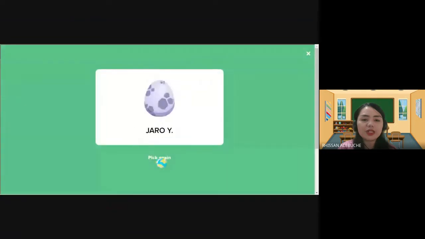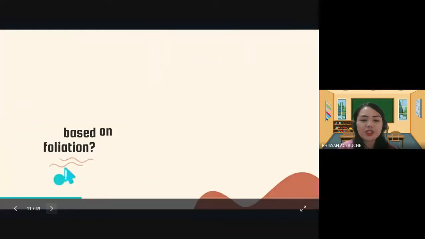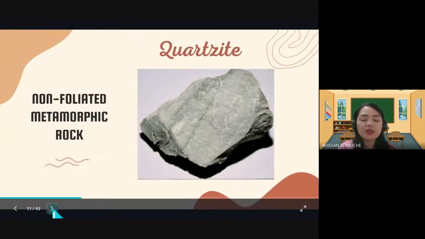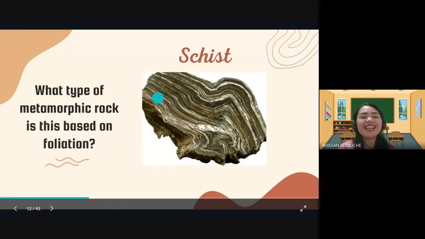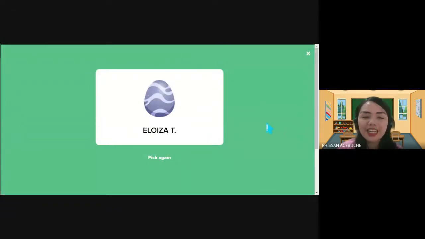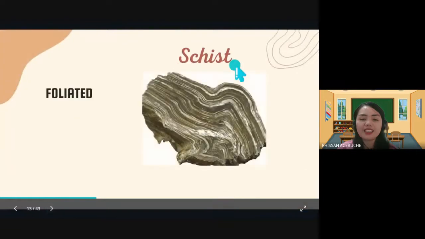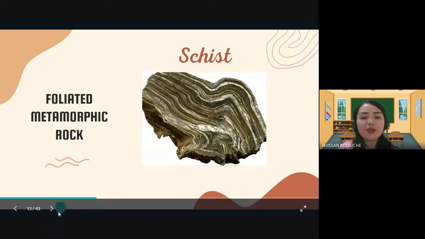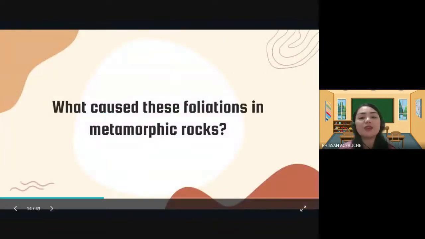Let me now choose another student to answer, and that is Chanty Main. Yes, Chanty Main. Non-foliated po. Let's check. So this rock is also a non-foliated metamorphic rock. And we have the last one, and that is schist. So what type of metamorphic rock is this? Okay, let me choose Eloisa. Yes, Eloisa. What do you think is this metamorphic rock? Foliated rock. All right, very good. That's correct. So this is a foliated metamorphic rock. Good job. So it means that you really understood the difference between foliated and non-foliated metamorphic rocks.